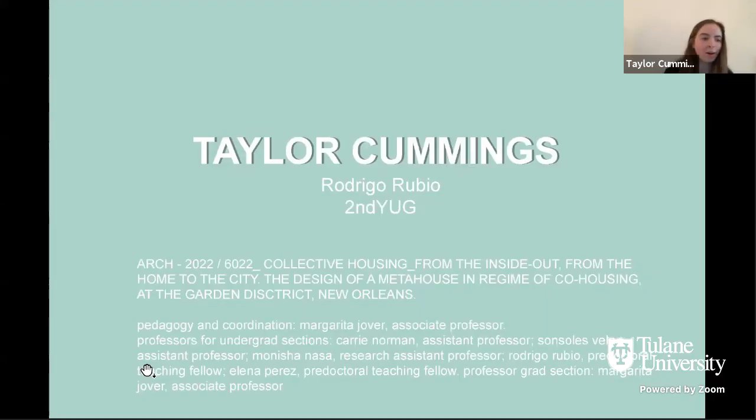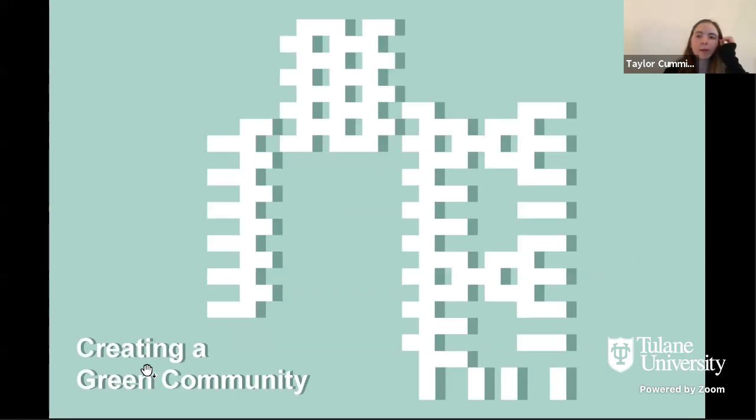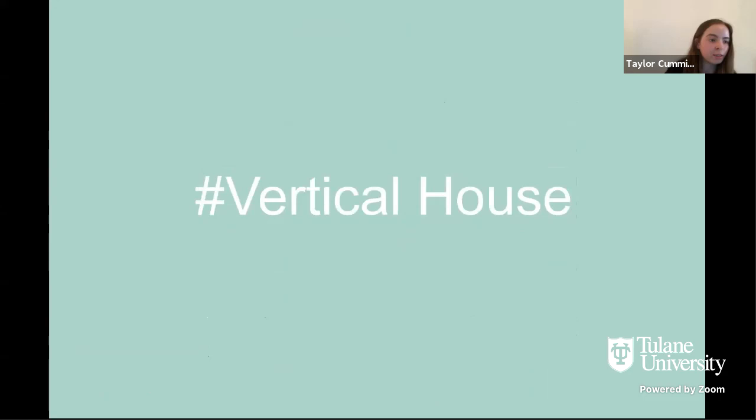Good morning. So the goal for my project was to create a green community, giving all the residents their own private patios and a view of the sky and connecting them with nature in this urban context. And this is done through the use of a checkerboard grid and interlocking modular units.